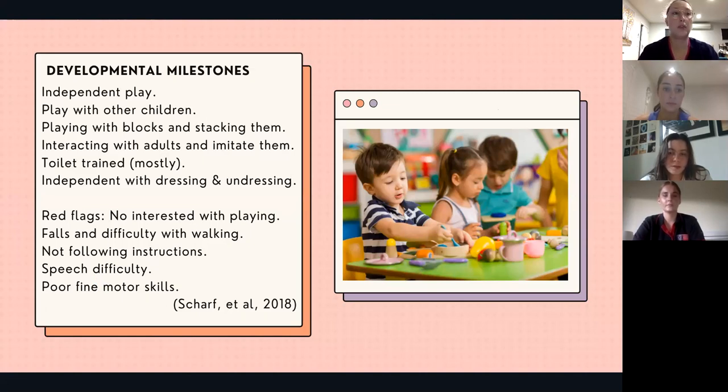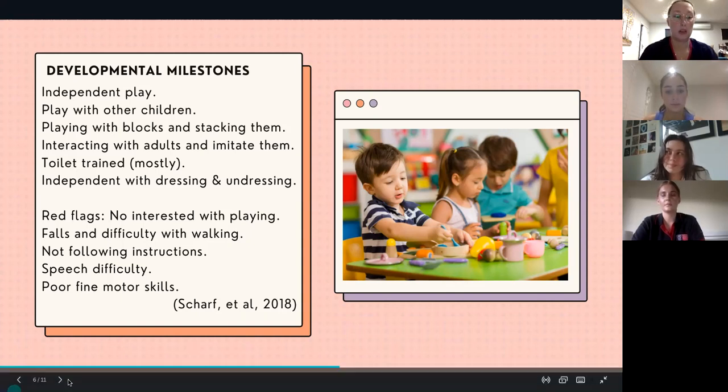Some red flags for Rory at 3 may be him not wanting to play with other children, multiple falls and difficulty walking up and down stairs, not being able to follow instructions, difficulty with his speech, or difficulty using his fine motor skills like picking up crayons to draw or stacking blocks. If he has any of these or more, he may be struggling, and discussion should be had with the parents and the paediatrician. Next slide.